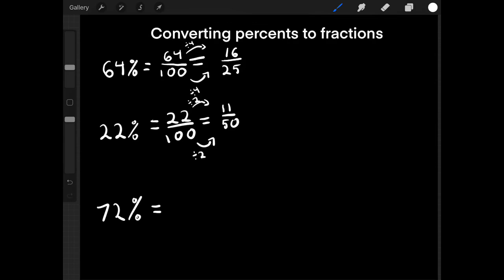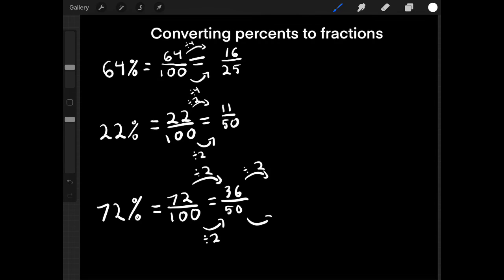And now I move on to the final question right here, which is 72%. And so we will convert 72% into a fraction, so 72 out of 100. Now obviously we need to reduce this, so we divide both the numerator and the denominator by 2, and then we will get 36 out of 50, and then we repeat the process, and then we get 18 out of 25.